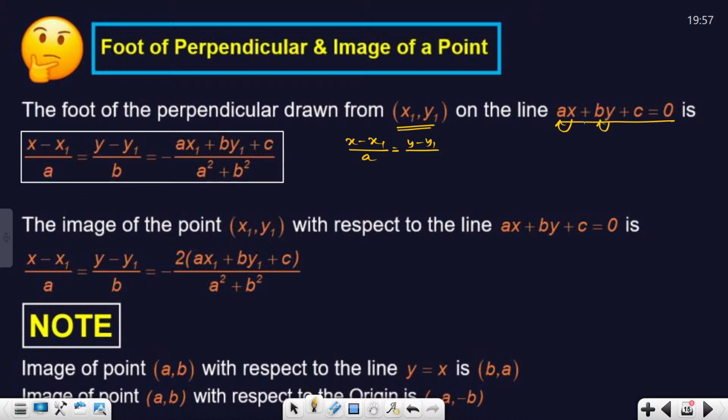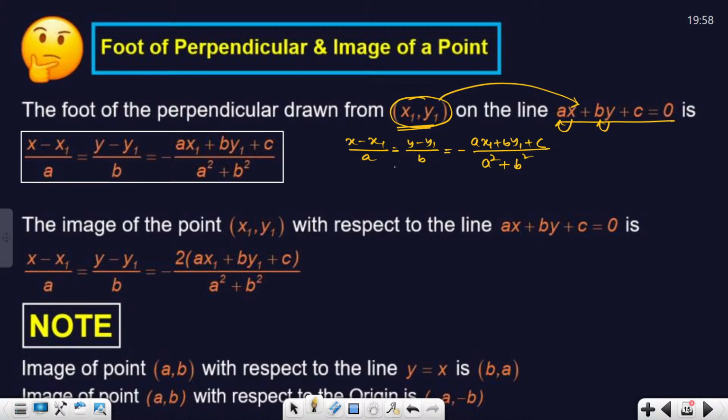This is the equation of the line given to us. So (x - x1)/a = (y - y1)/b equals, give a minus sign and put this point which is given to us in this expression. So it will become (ax1 + by1 + c) divided by the coefficient of x squared, that is a squared, plus the coefficient of y squared, which is your b squared. Is it clear? So from here, what is x and y?